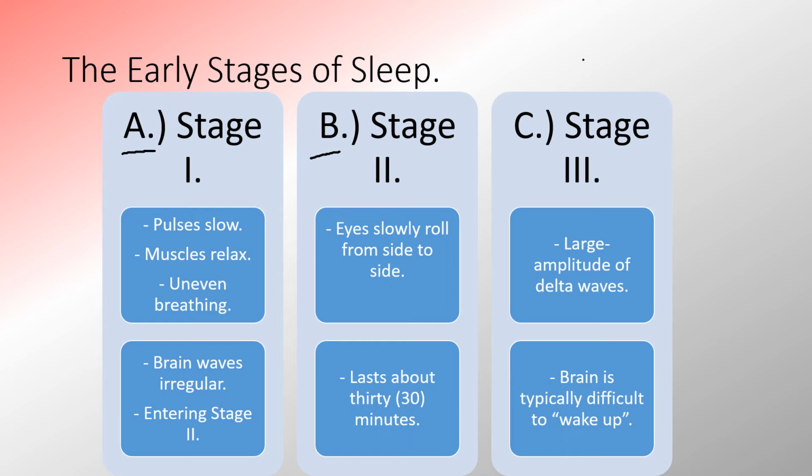We then enter stage 3, where there's a large amplitude of delta waves. And this is when our brain really starts to get into some heavy sleeping. Our brain can become very difficult to wake up. So if you're asleep, this is when it's very difficult for somebody to wake you up, because with these delta waves increasing, our brain is going into that altered state of consciousness. Okay, so that's stage 3.